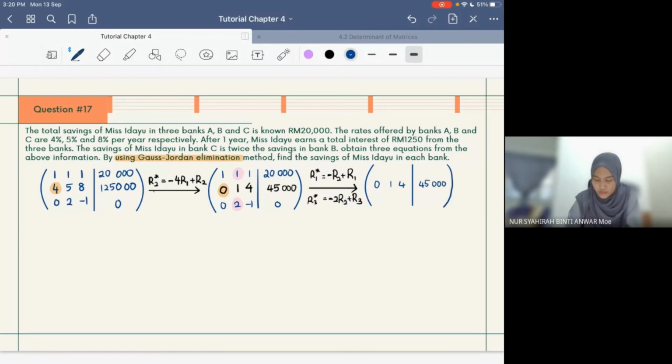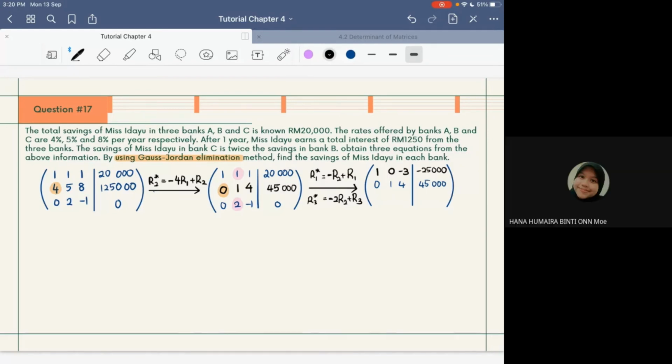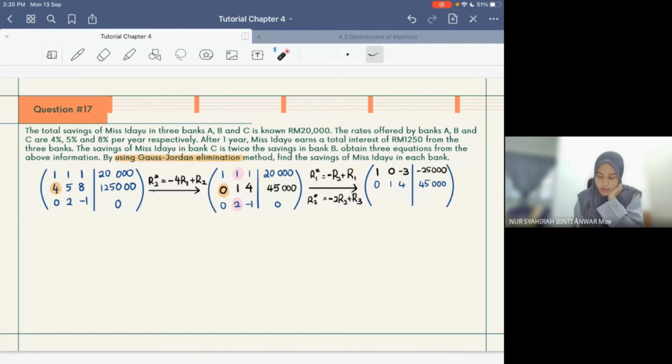45,000. Okay, next. What is this? 0 plus 1 will be 1. We multiply by negative 1 only. So negative 1 times 1, plus 1 will be 0. Negative 4 plus 1 is negative 3. Negative 45,000 plus 20,000 is negative 25,000. Am I right? Or did I miscalculate? Right, madam. Correct. Okay, then now row 3.